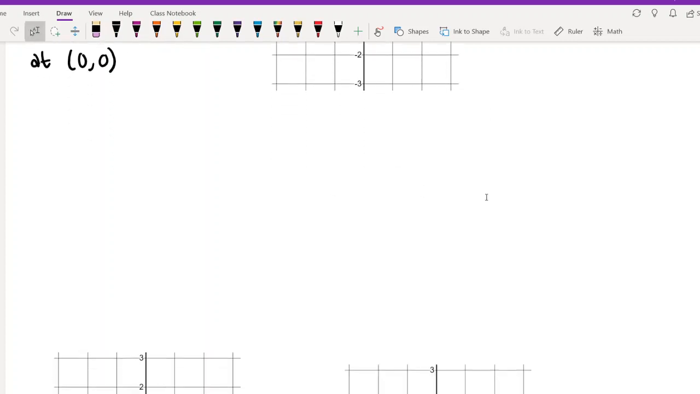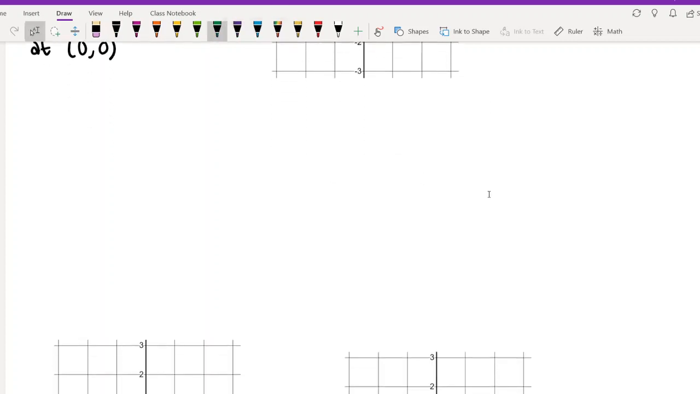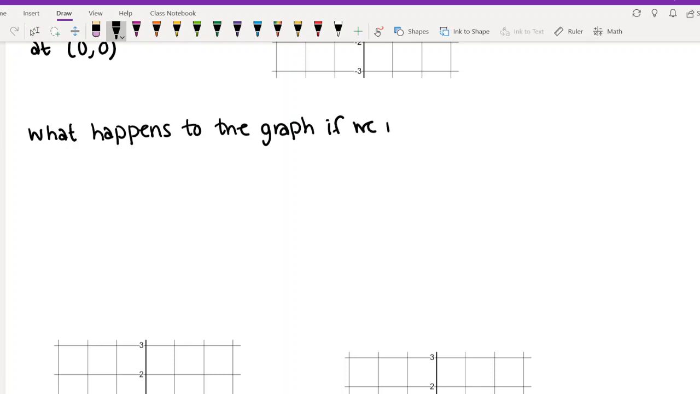Okay. So my question for you is, what do you think happens to the graph if we replace x with x over 2?